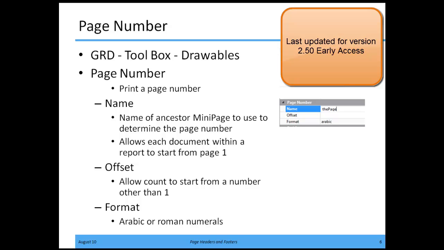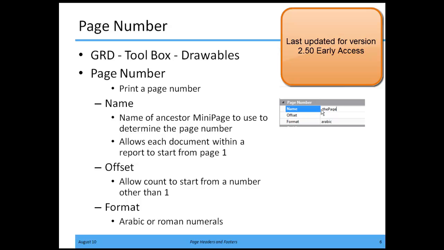If you want to place a page number on the page, we give you a page number drawable. So inside of the toolbox in the drawable section, you'll see page number. And when you place a page number out, it prints a page number. The page numbers are going to start with 1, and for every page of the ancestor page, it's going to increase that number by 1.